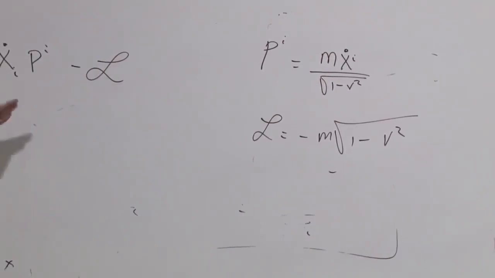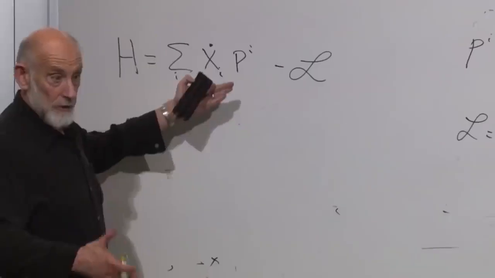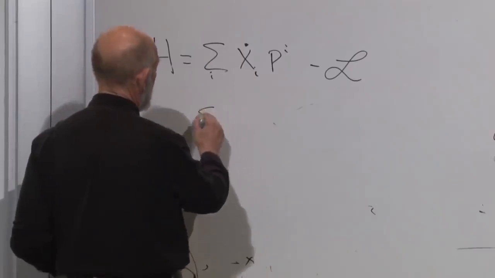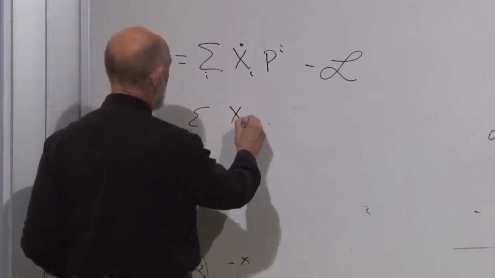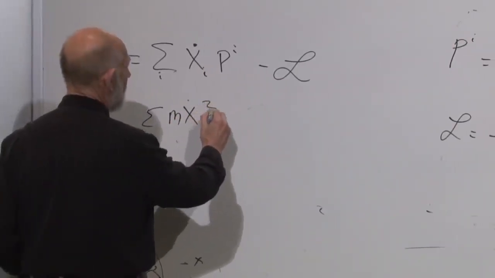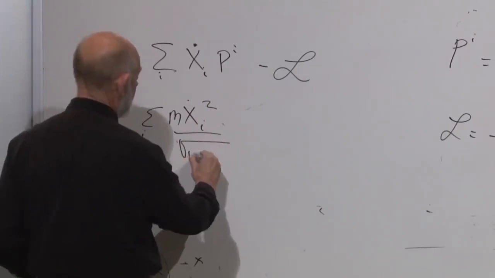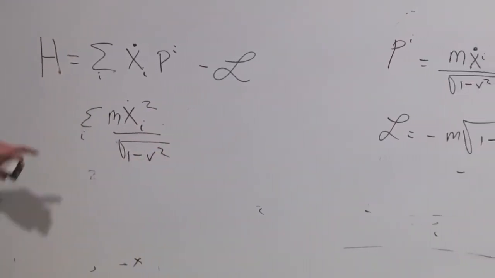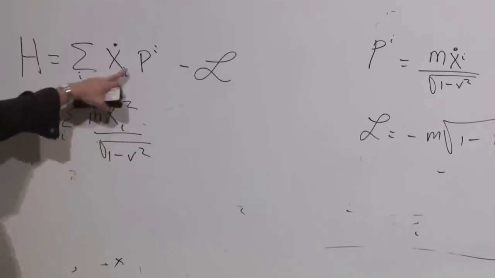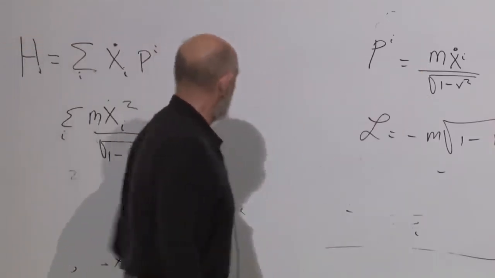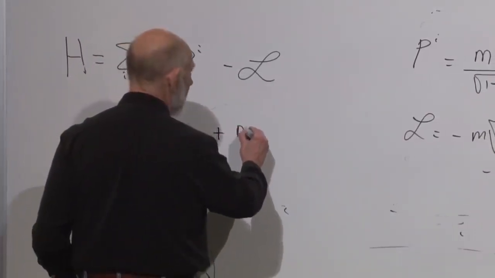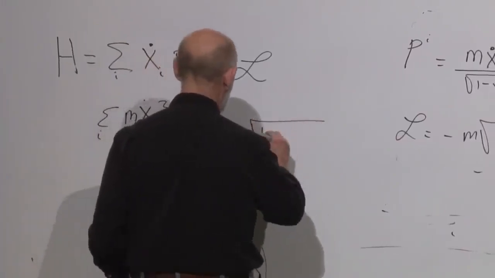We have everything we need now to calculate the Hamiltonian, or what is essentially the energy. Okay, so we have then summation over i, x sub i dot times p sub i, that's m x sub i dot squared over the square root of 1 minus v squared. Is that right? That's the first term here. The x sub i dot squared picks up 1 x sub i dot from here, 1 x sub i dot from here. The mass is over here. And now minus the Lagrangian. So minus the Lagrangian is plus m square root of 1 minus v squared.